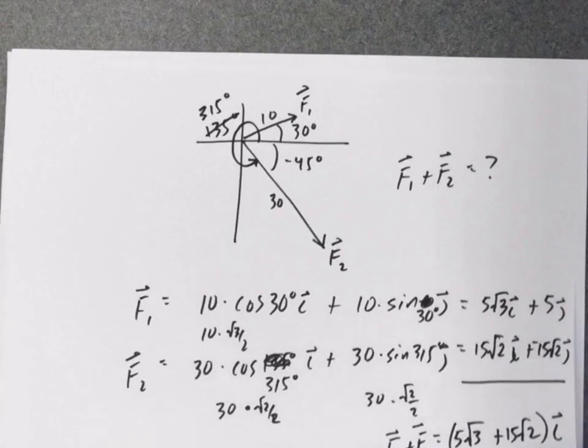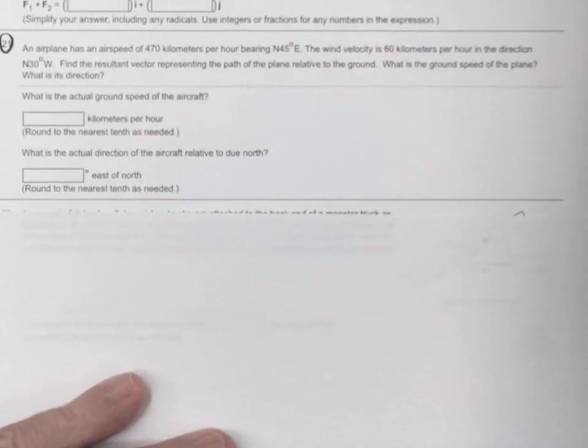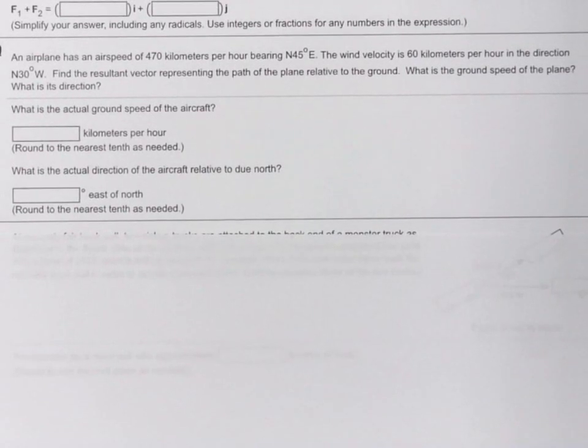All right, last problem. Story problem again, about an airplane. Let's see if we can read this. An airplane has an airspeed of 470 kilometers per hour, bearing north 45 degrees east. The wind velocity is 60 kilometers per hour in the direction of north 30 degrees west. Find the resultant vector representing the path of the plane relative to the ground. What is the ground speed of the plane?